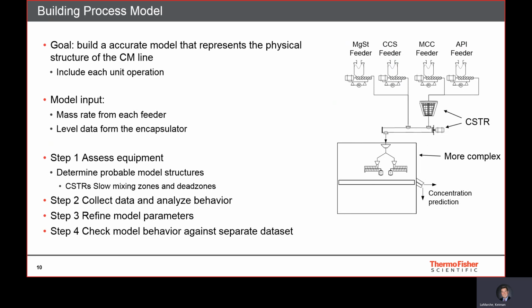And then this data was used to calibrate the model. This model ended up having only 2 fit parameters. And after that, the model performance was checked against a separately collected data set. So let's take a look at that data set here.